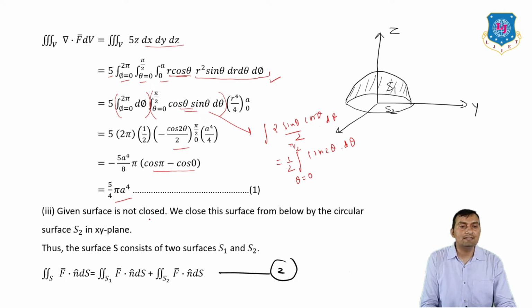Now the given surface is not closed, so we close this surface from below by a circular surface S2 in the xy plane. The surface integral S consists of two surfaces. First one is the upper surface S1, and this one in the xy plane is S2. So our required integral will be the double integration over the surface S1 plus the double integration over the surface S2.